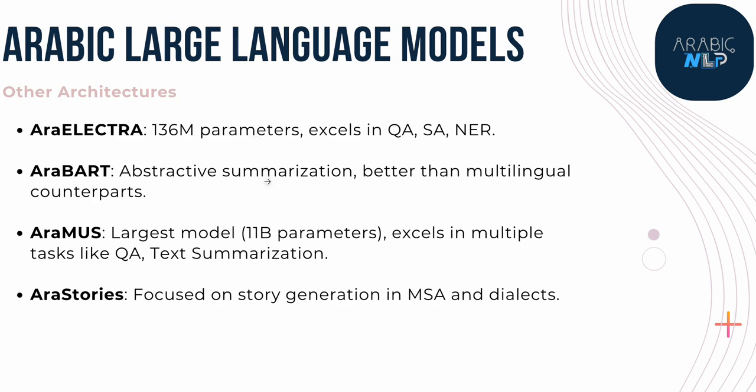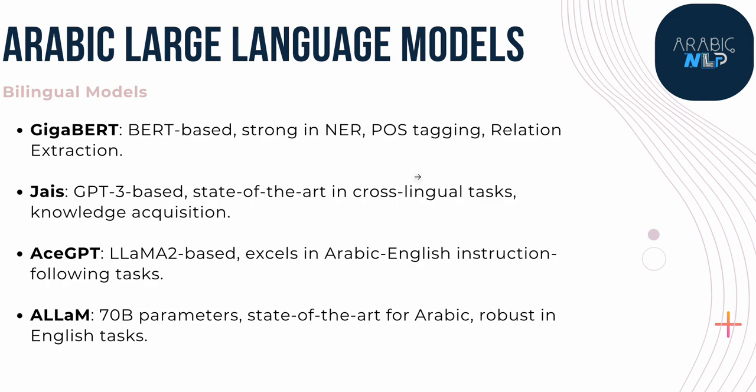AraBERT, which focuses on abstractive summarization, surpassing multilingual baselines. AraMUS, with its 11 billion parameters, is one of the largest Arabic LLMs that excel in text generation and comprehension tasks. We have also AraStory's model, which is for storytelling, generating creative content in both MSA and dialect. So it's further showcasing the versatility of Arabic-focused capabilities. So yeah, sounds great, right?